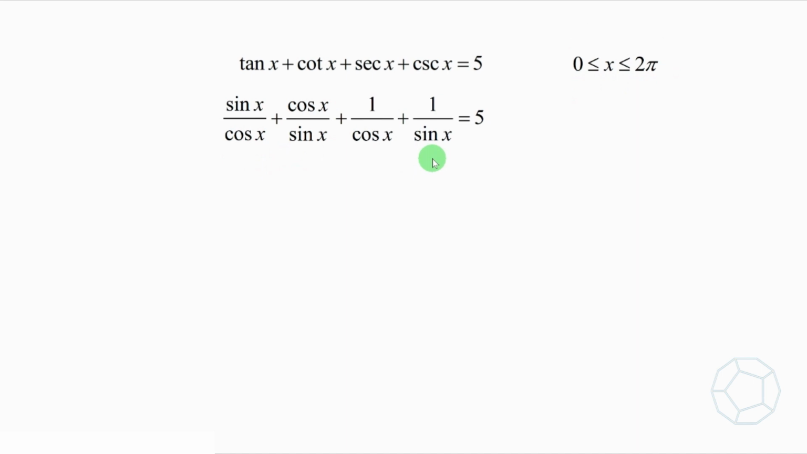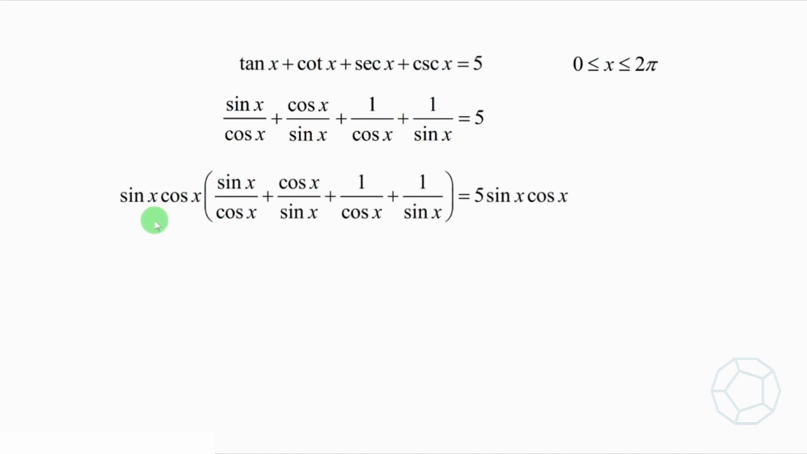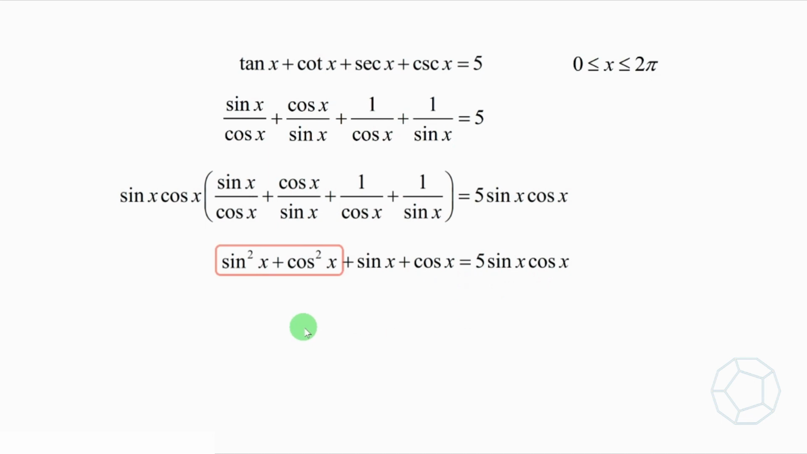To get rid of the fractions, we multiply the whole equation by sine x times cosine x. Therefore, we have sine square x plus cosine square x plus sine x plus cosine x is equal to 5 sine x times cosine x. Do you notice something? Right, the first two terms add up to be 1. Let's call this equation 1.